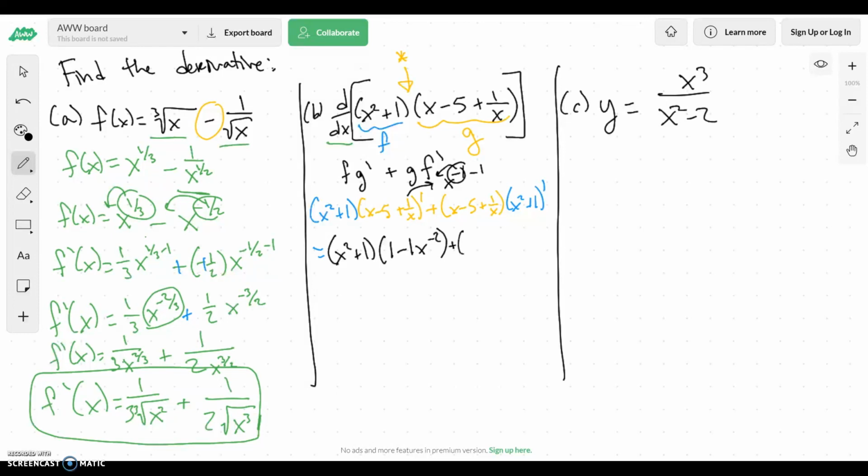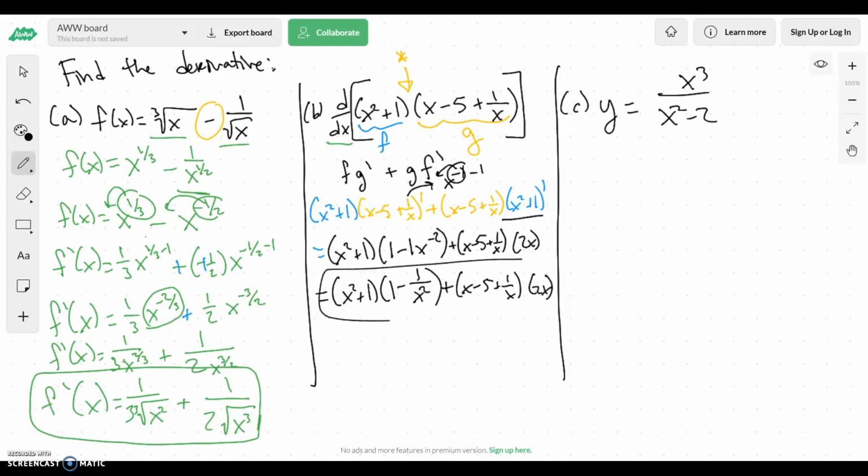Okay, then I do nothing here, x minus 5 plus 1 over x, and then I'm going to take the derivative of the blue one, which is going to give me 2x. The 1 goes away. Okay, so now all that's left, I'm going to have x squared plus 1 times (1 minus 1 over x squared), plus x minus 5 plus 1 over x times 2x. At this point, you can just leave it like this before we make a mistake. So we can just leave it like that.